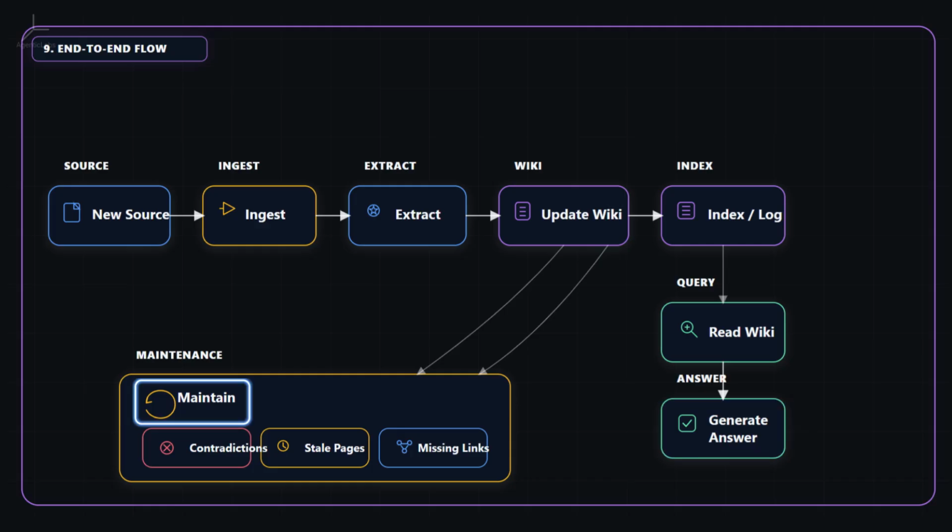Step 3 is lint or maintenance. The agent periodically checks for contradictions, stale claims, orphan pages, missing concept pages, weak crosslinks, knowledge gaps. So the full operating loop is ingestion, synthesis, query, write back, and maintain. That is the real system behavior.